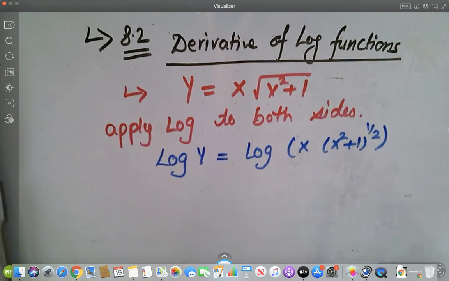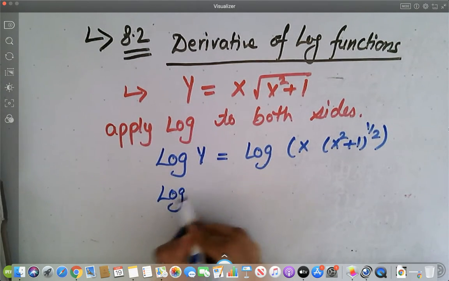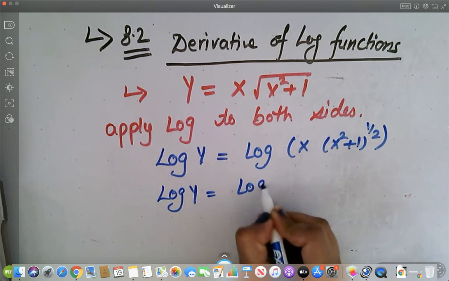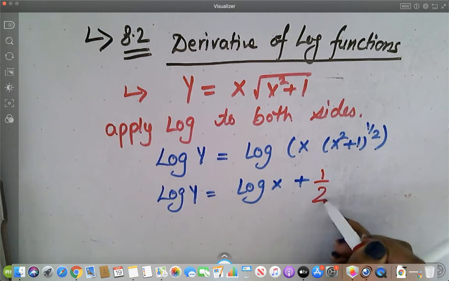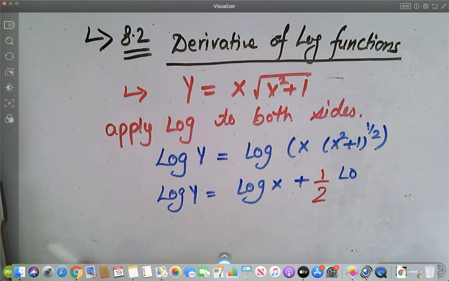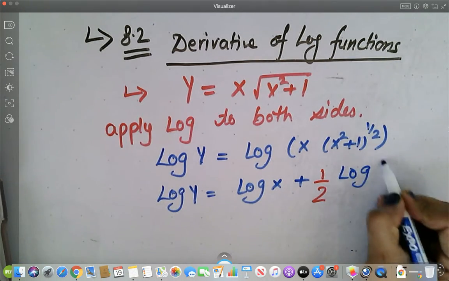Okay, now let's expand it first. So log y would stay the same. This one, let's expand it. This one would be 1/2, and then there would be log of x squared plus 1.